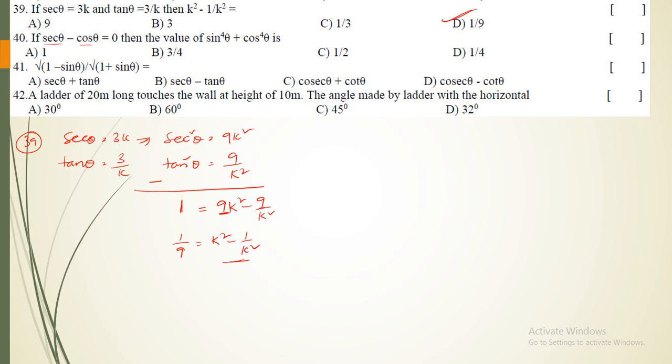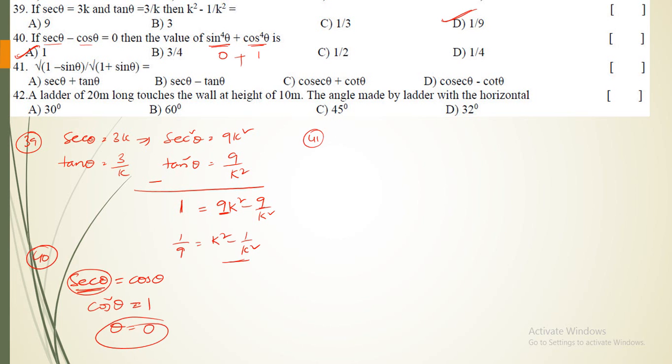Secant theta minus cos theta is equal to 0. So that means what he has given? Secant theta is equal to cos theta. Now this secant theta I can write as 1 by cos theta. So from this, cos square theta is equal to 1. So when cos square theta is equal to 1, theta is equal to 0. So when theta is equal to 0, sin 0 is 0, cos 0 is 1. So 0 plus 1 gives me 1. Right. Next, moving on to one more question.